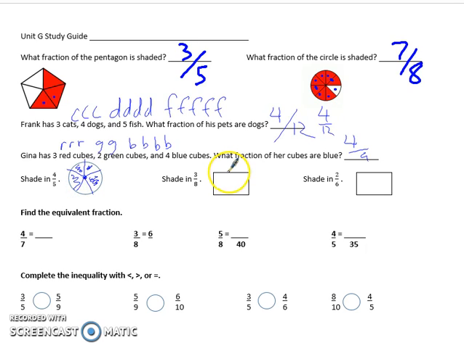Shade in 3/8. Easiest way on this one is a down. Cut it in 2. Cut those in 2. So I'm now at 4. Cut that one in 2 and that one in 2. And there's 8 pretty equal pieces. 1, 2, 3. 3 out of 8.